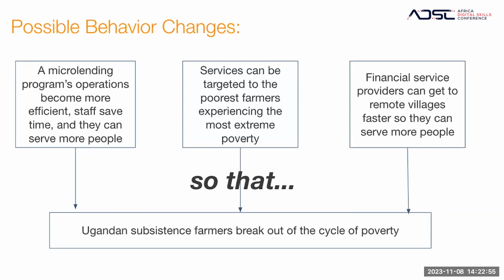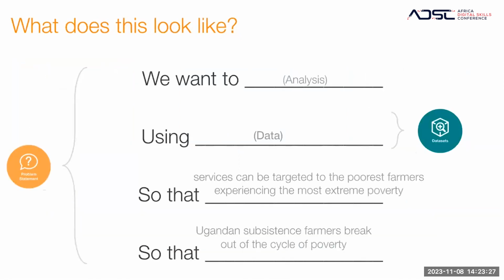Maybe it would be great if micro-lending programs operations became more efficient. Maybe services could be better targeted to the farmers experiencing the most extreme poverty. Or maybe financial service providers need to be able to get to the most remote villages quickly to serve more people. So all of these potential behavior changes map to Ugandan subsistence farmers breaking out of the cycle of poverty, and they're all measurable. So bringing it back to our problem statement, we see that services can be targeted to the poorest farmers experiencing the most extreme poverty so that Ugandan subsistence farmers break out of the cycle of poverty.